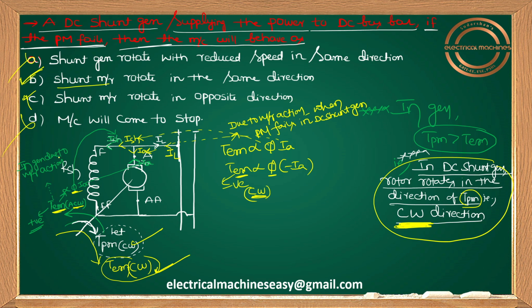In a generator, due to motor action, whatever electromagnetic torque I got, don't compare this yellow color torque with this green color torque. For getting the answer, this yellow color torque should be compared with the TPM, not with the green color electromagnetic torque. Whatever torque I got in the generator due to motor action, you have to compare the yellow color electromagnetic torque with the TPM.